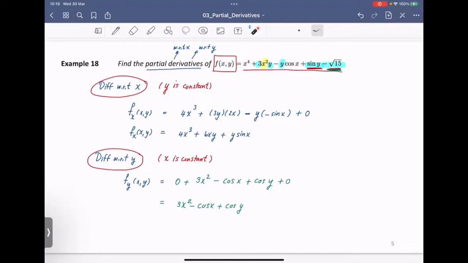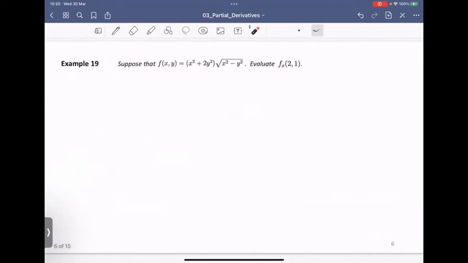Okay. Any questions so far? Well, students, please check in the chat now. 28 students here. I want to see who came in. So if you are listening to me now, type something in the chat, your name or something, so I know you are here. All right, so example 19. Thank you, everyone.